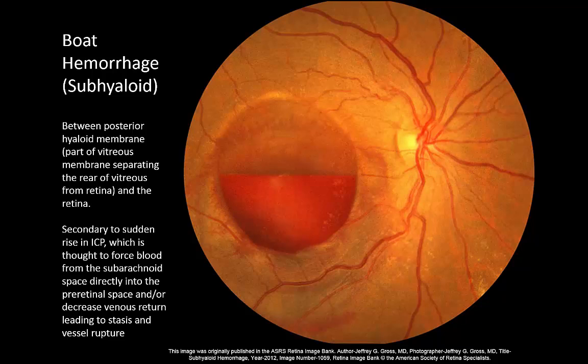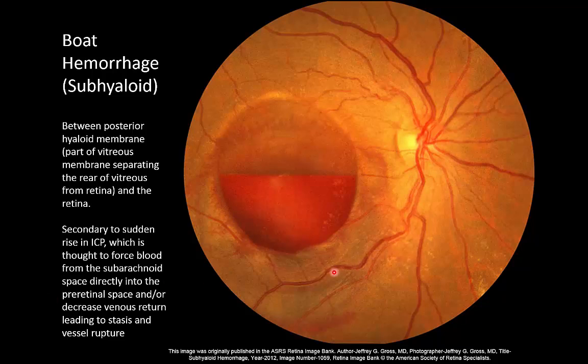They occur between the posterior hyaloid membrane, which is part of the vitreous membrane, which separates the rear of the vitreous from the retina. This occurs secondary to a sudden rise and increase in intracranial pressure. It's thought to force blood from the subarachnoid space directly into the pre-retinal space, or it dramatically decreases venous return, leading to stasis and then vessel rupture.